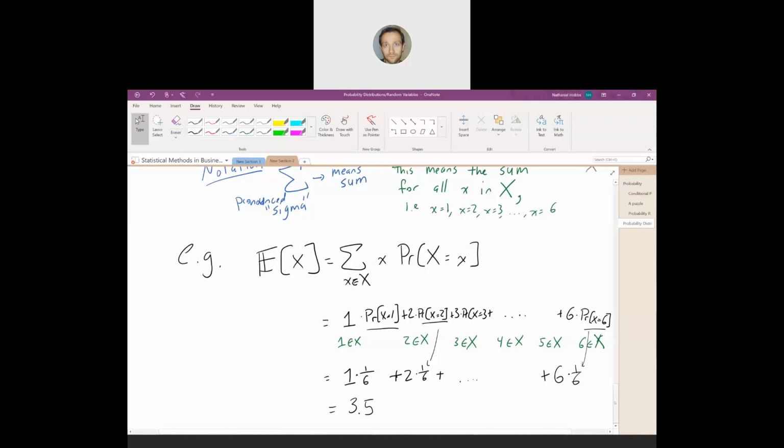So I'll say it again. The expectation doesn't have to be a value that the random variable can take. So in that sense, there's not really kind of a real world meaning to it, but it's a very useful concept.